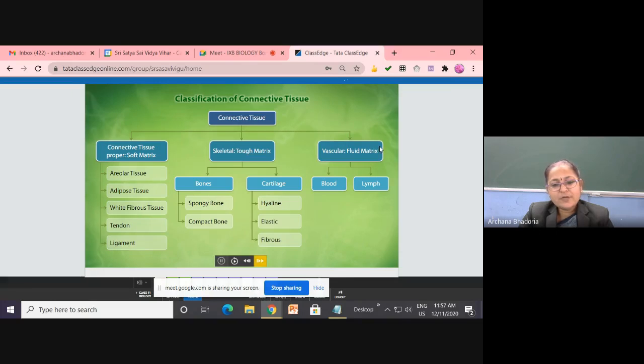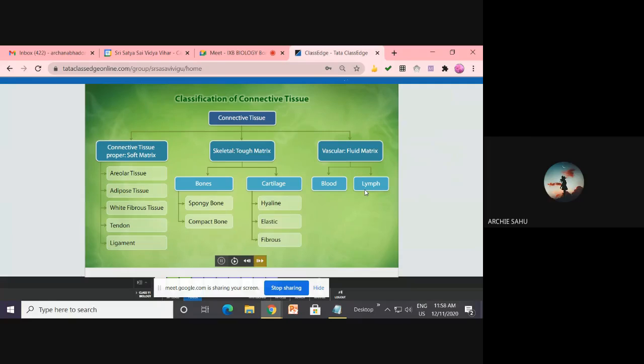Okay, and then the vascular connective tissue, or the liquid or fluid connective tissue, is the blood and the lymph. Blood, lymph. Done, everyone? No, ma'am. Yes, ma'am.